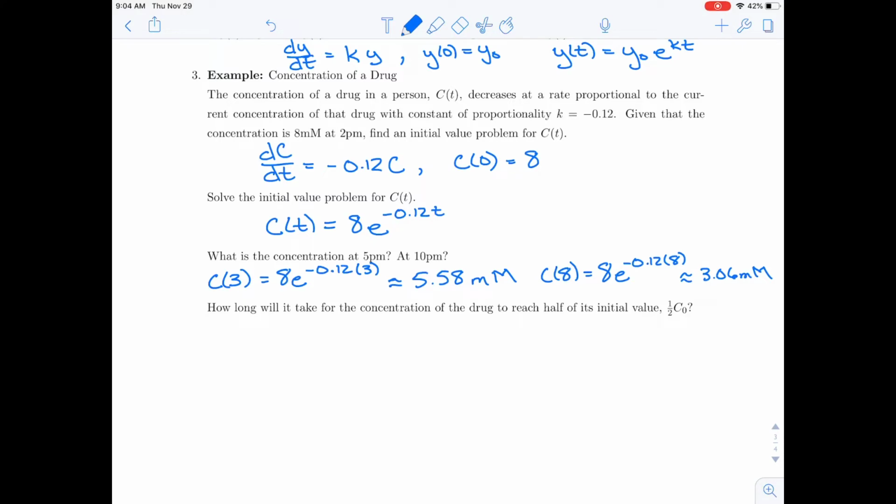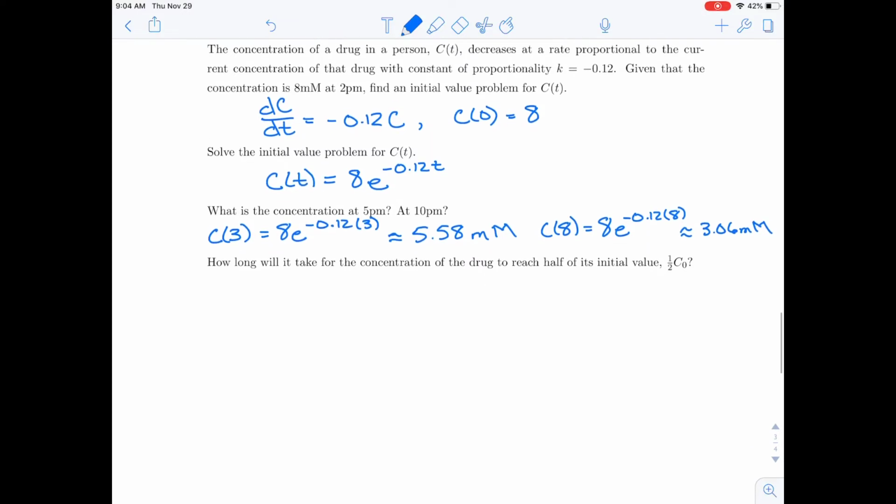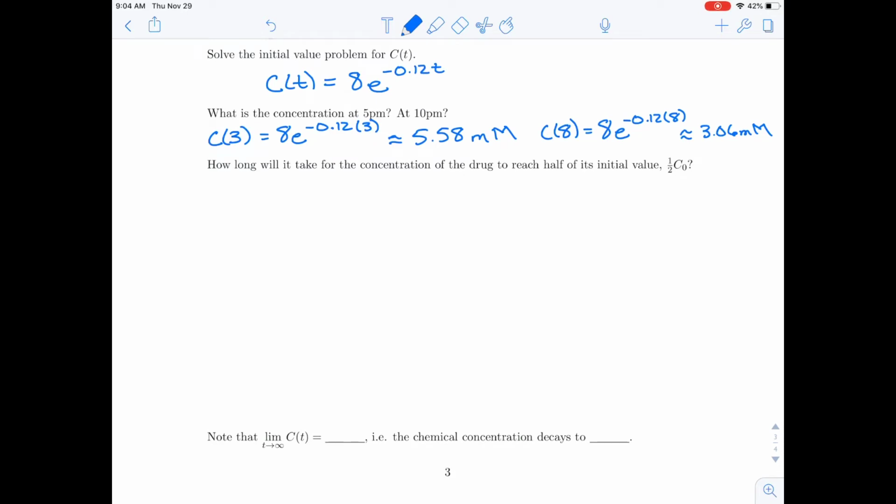A quantity that's often of interest is how long it will take the concentration of the drug to reach half of its initial value, or half of C0. So we will take the solution, 8 e to the negative 0.12 t, and set that equal to 4, which is half the initial value, and try to find t. So that tells us that e to the negative 0.12 t must equal 1/2 if we divide by 8. We want to isolate t by taking the natural log of both sides.